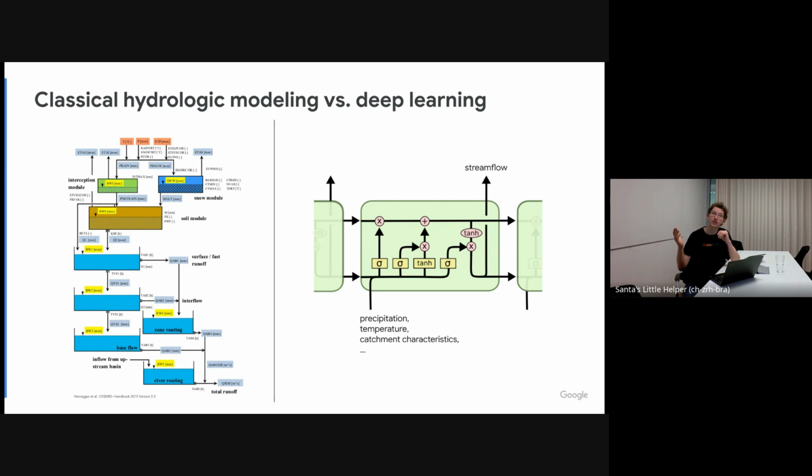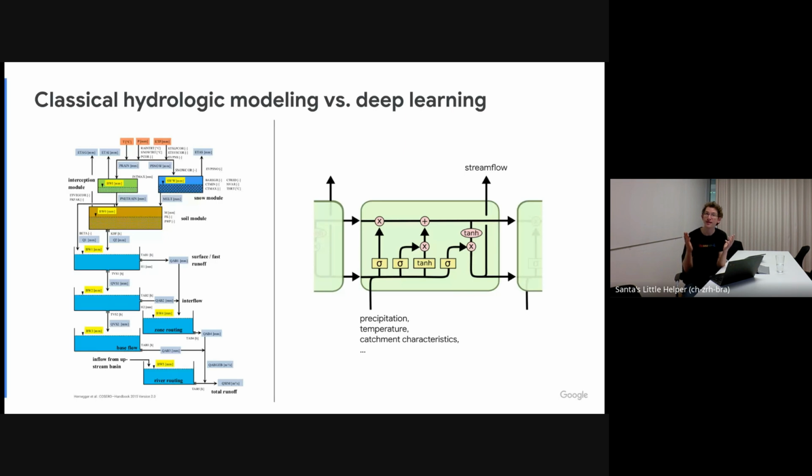So the model is not explicitly prescribed with all of the processes that you prescribe in the conceptual case, but rather you have the model figure out by itself what the relevant processes are and what the relevant states are that it needs to track in order to make an accurate streamflow prediction. So this deep learning paradigm is in some sense very different from the classical hydrologic model, in that you do not explicitly prescribe any of the processes.